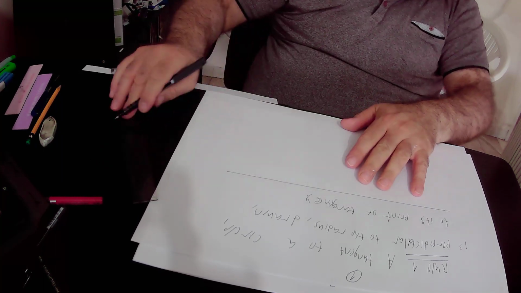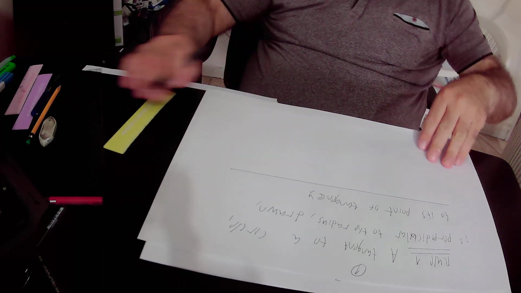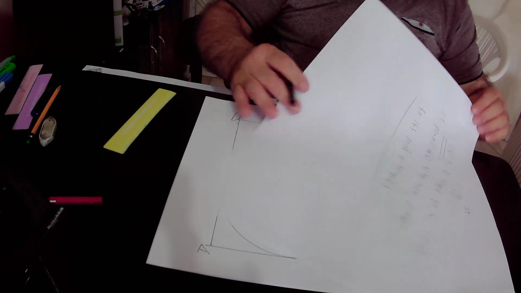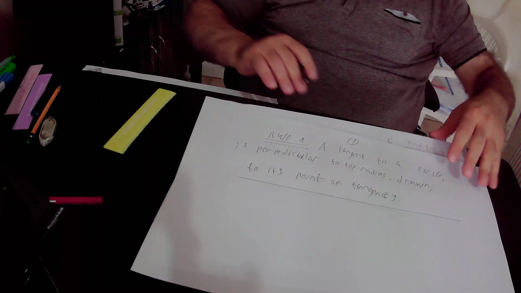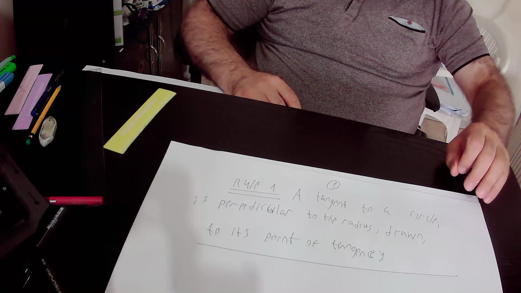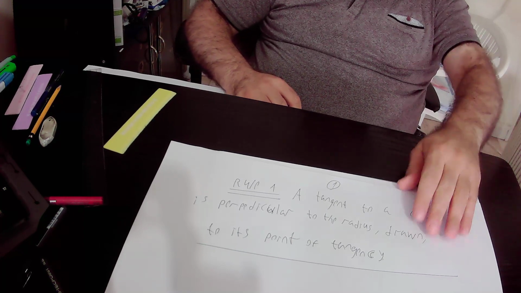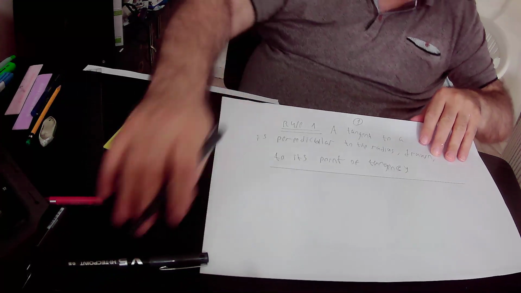So I will repeat rule number 1 again. According to rule number 1, a tangent to a circle is perpendicular to the radius drawn to its point of tangency. So what is the meaning of rule number 1?